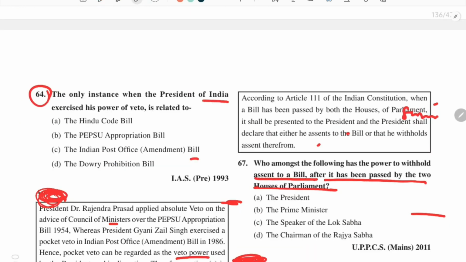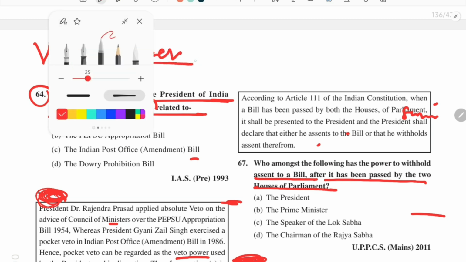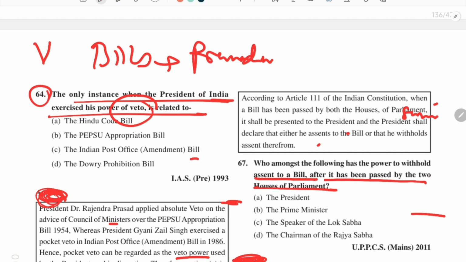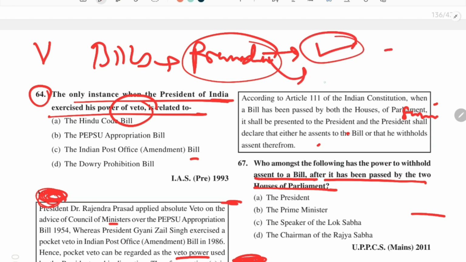Coming to the next question: the only instance when the President of India exercises his power of veto. I also got this question wrong because there was some confusion in the interpretation of the question. It is asking about the veto power of the President, which is used in various circumstances. Let us understand this through an example. Suppose a bill is presented to the President. He has some options. He can give assent to the bill, that is, pass the bill. He can withhold assent, that is, not give assent to the bill. The third situation is when the President sends the bill back for reconsideration of Parliament.